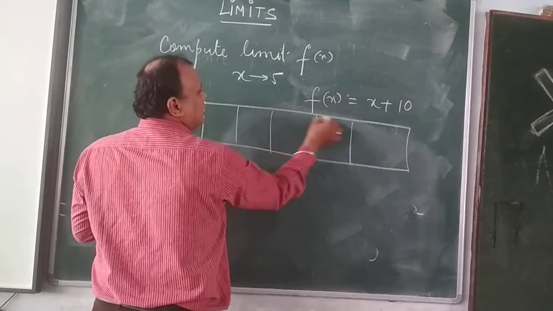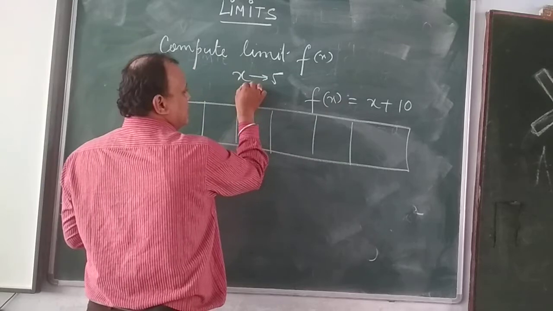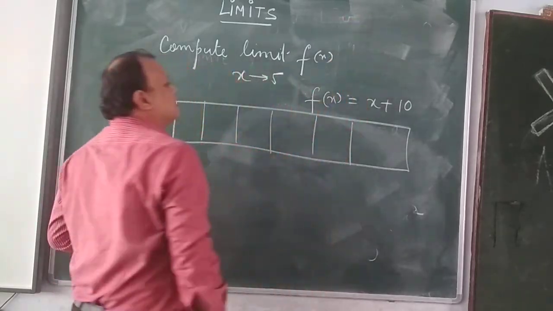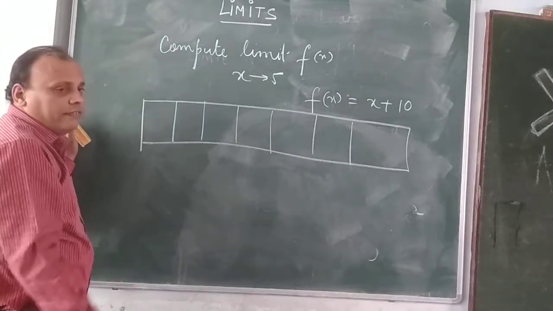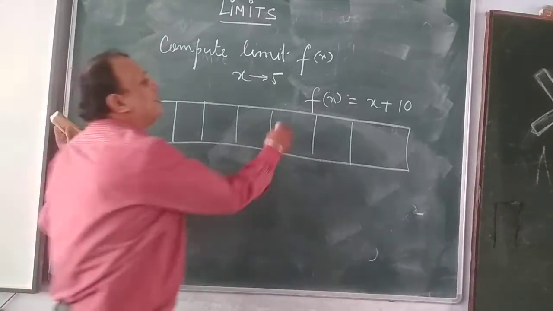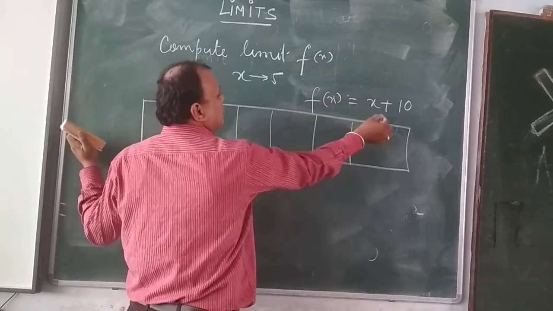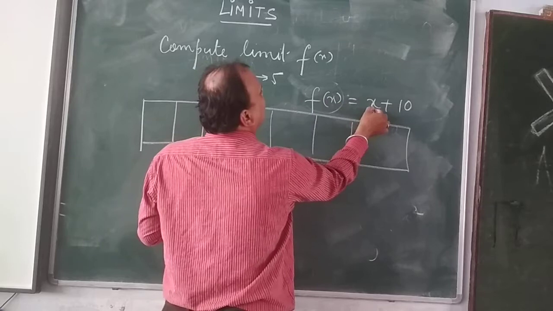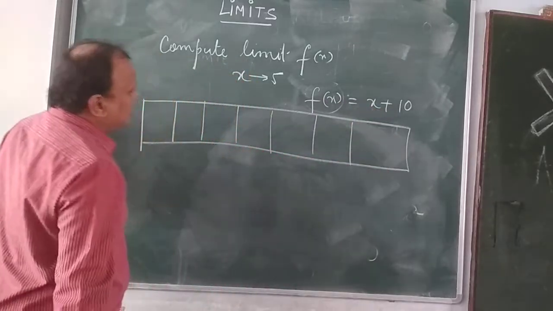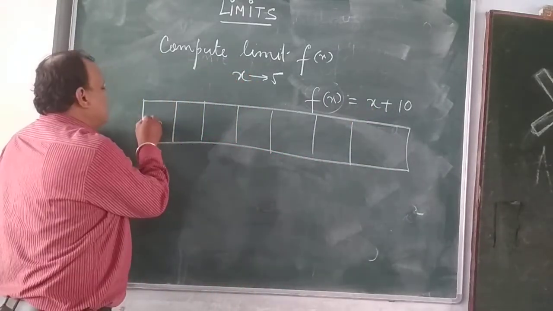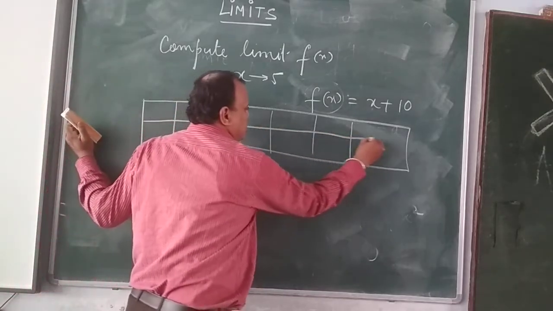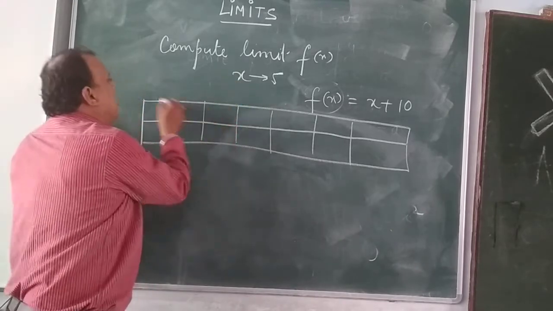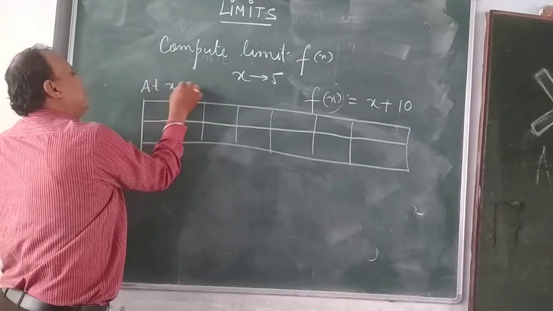See, f of x is the dependent variable and x is the independent variable. It is very clear from the equation that the value of the function f of x depends upon x. As and when you change the values of x, the value of the function will change. Let us consider the condition where they have given x is equal to 5.